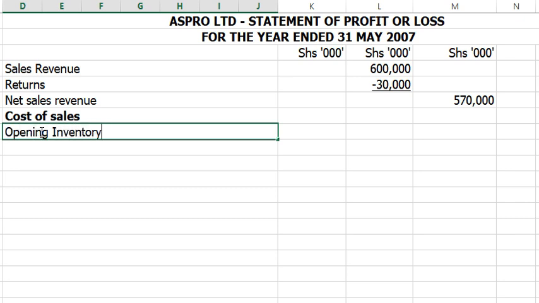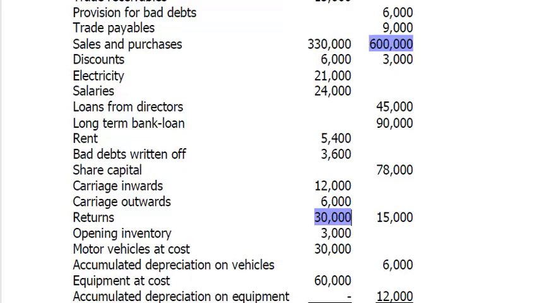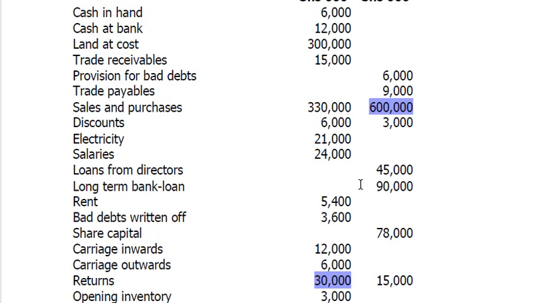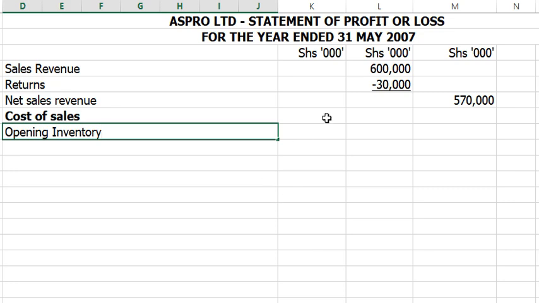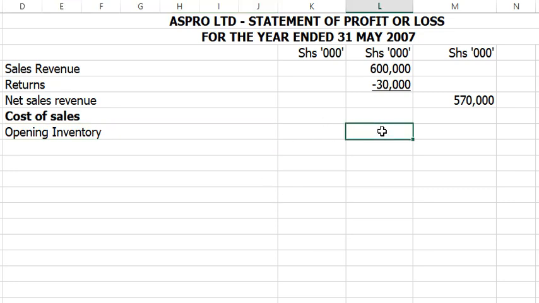To get cost of sales, you start with your opening inventory, and the opening inventory you will find in the trial balance. We have been told that the opening inventory was 3,000 as per your trial balance. So opening inventory, we have 3,000.